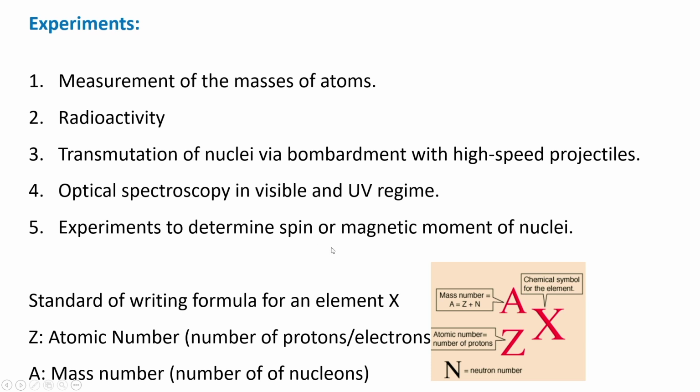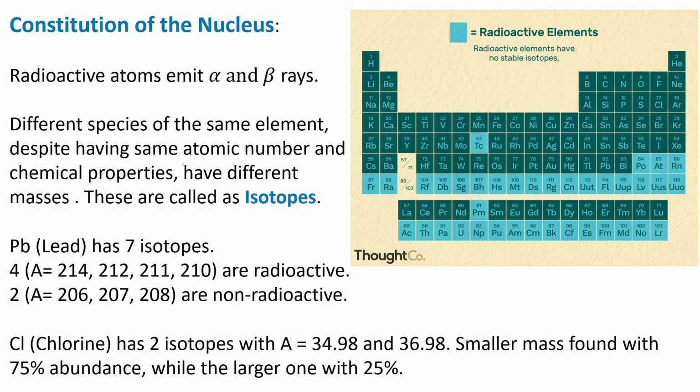However, we'll have to go through a series of postulates and their failures in order to understand what exactly is the constituent of a nucleus or any of these nuclei of different elements. So, to understand the constitution of the nucleus, the radioactive atoms are found to emit alpha and beta rays, and different species of the same element, despite having the same atomic number and the same chemical properties as well, have different masses, and these are called isotopes.